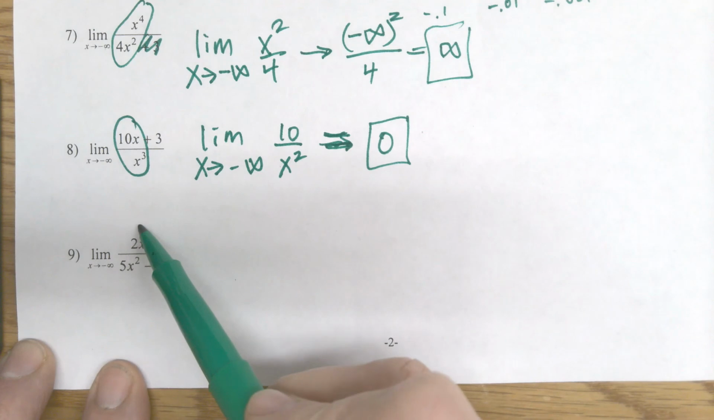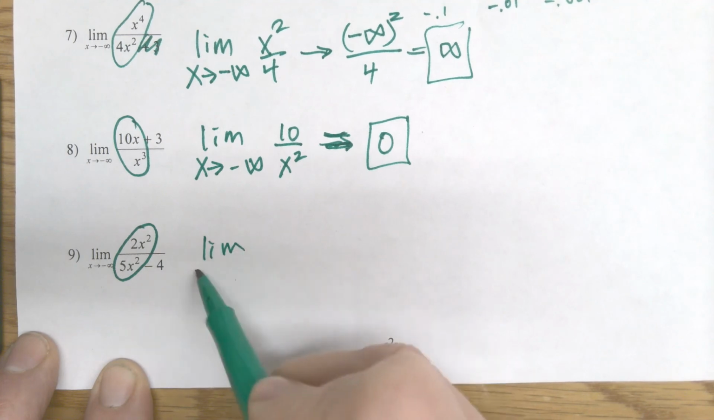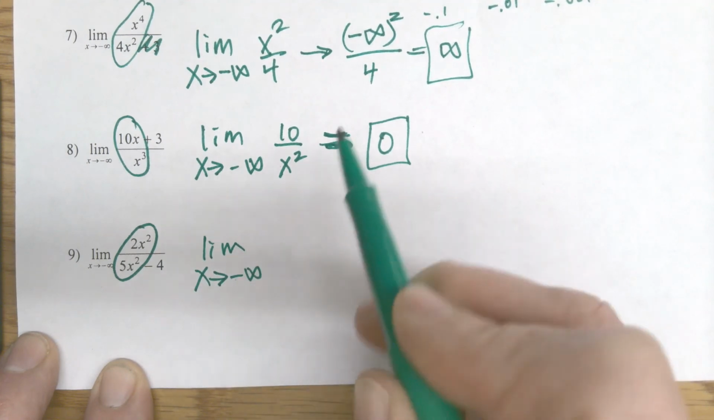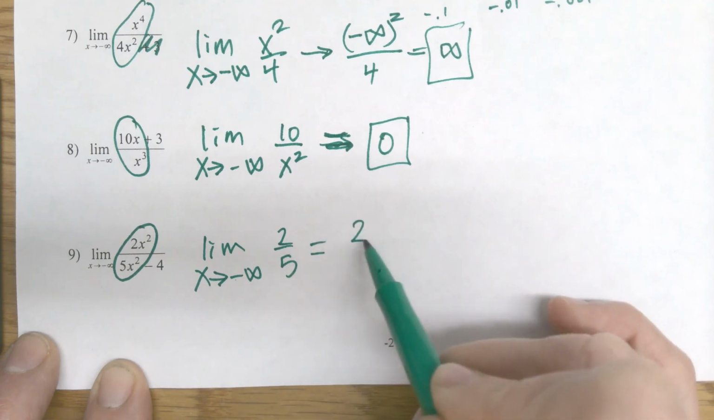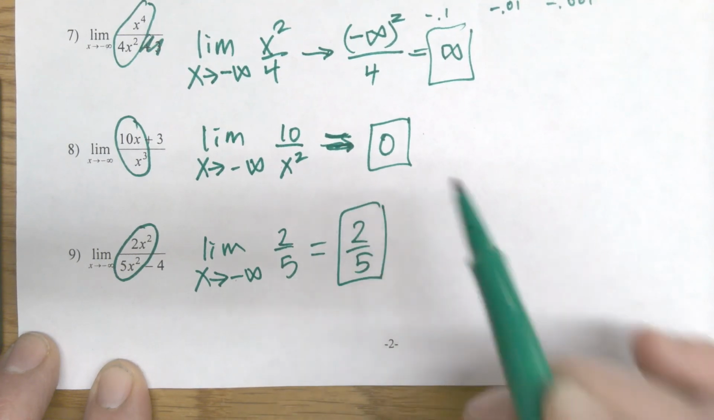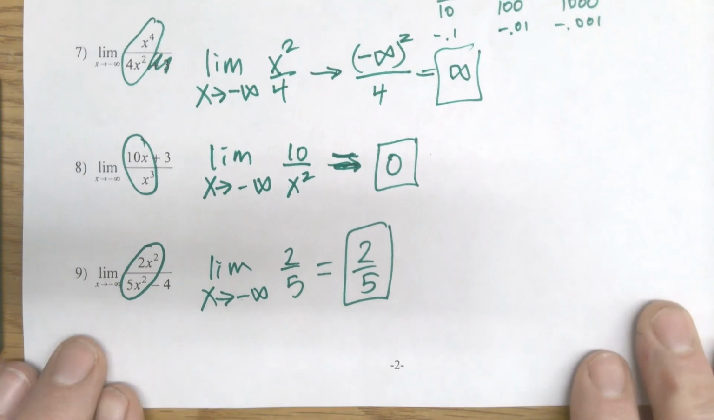And then my last one is obviously neutral. So I'm going to be looking at the limit as x approaches negative infinity of 2/5, constant value, 2/5 is my answer. So that's how our limits as x approaches infinity works.